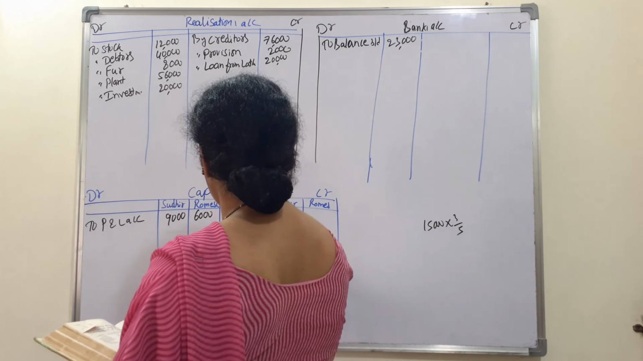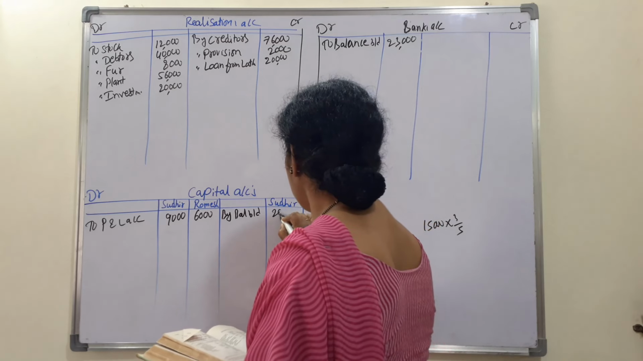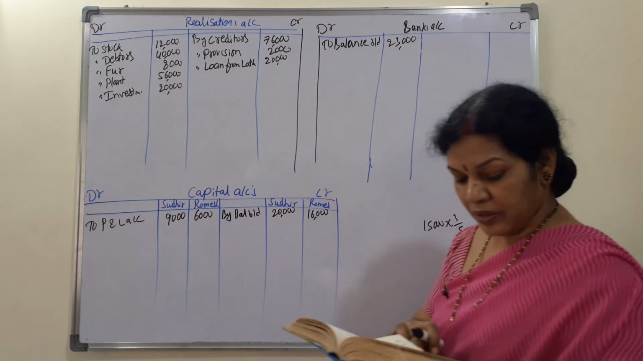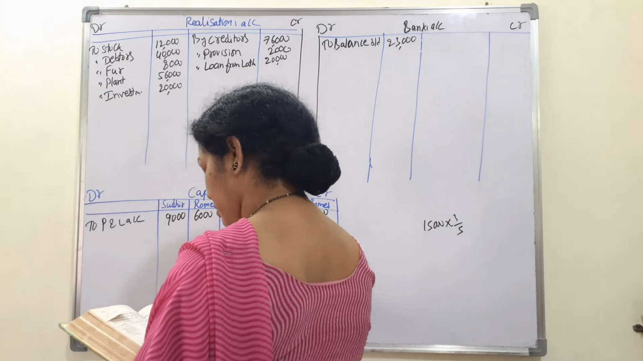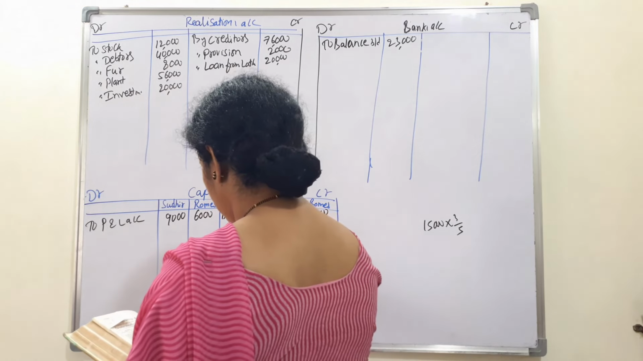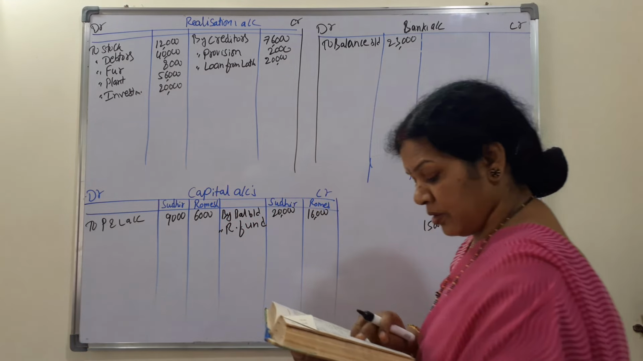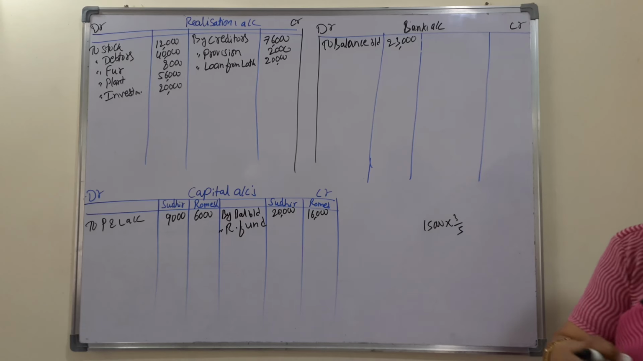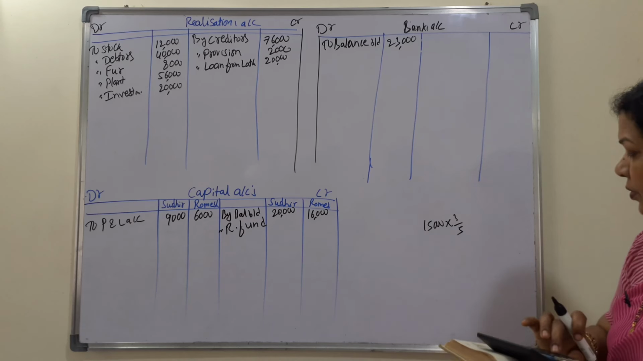balance brought down, 20,000, 16,000. Reserve fund, we'll distribute it to the partners by reserve fund. Reserve fund is here 10,000. 10,000 in the ratio of 3:2, into 3 divided by 5. 6,000 and 4,000.